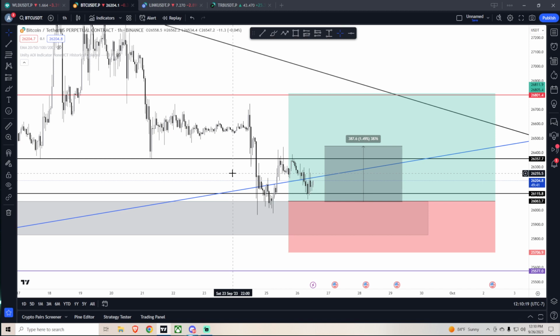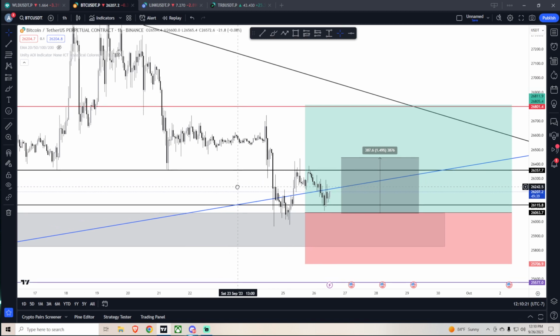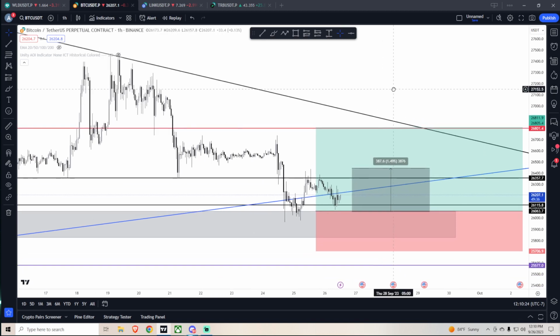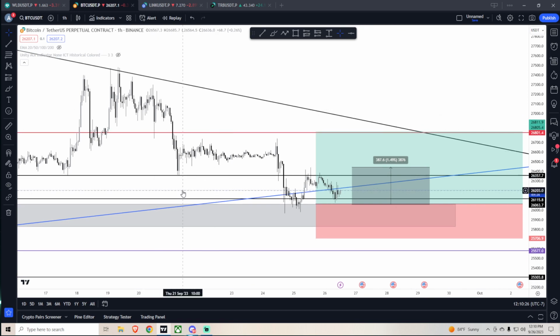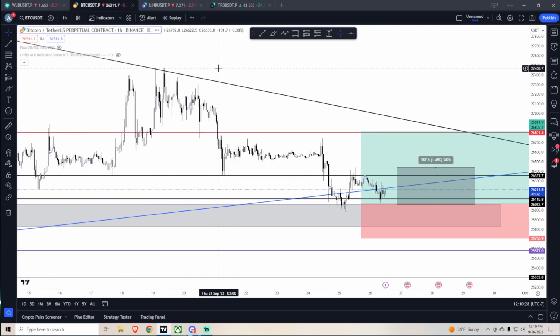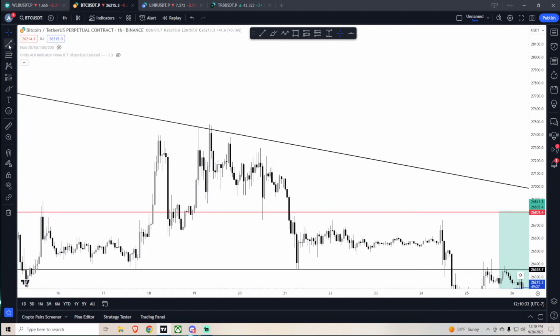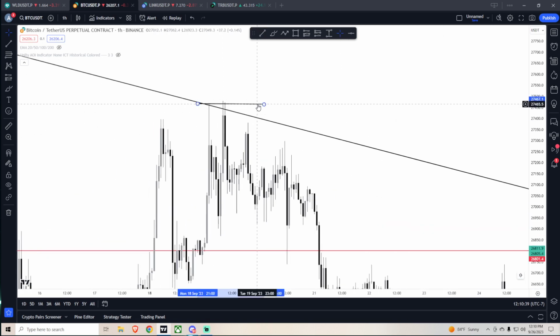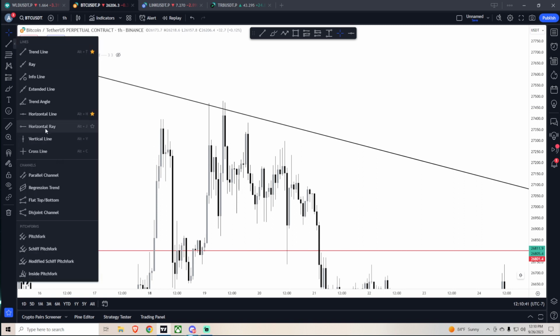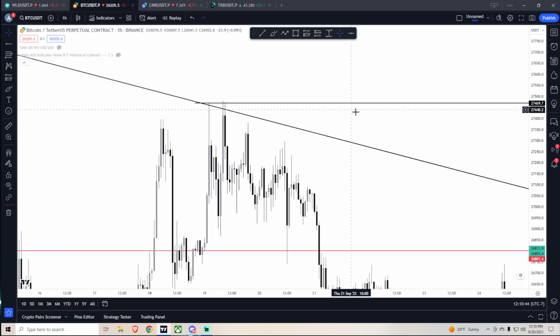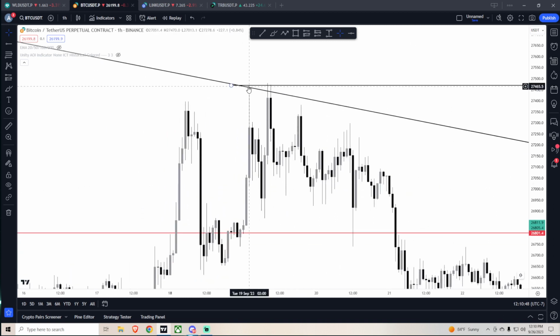A swing failure can happen on the 1 hour, but it doesn't mean it's going to happen on the 4 hour. Okay, so if that 1 hour swing failured, then the 4 hour might not. So for example, here's a swing failure. Here's your highs. Let's get it right with a horizontal. Okay, so here's your highs, right? This took out the highs.